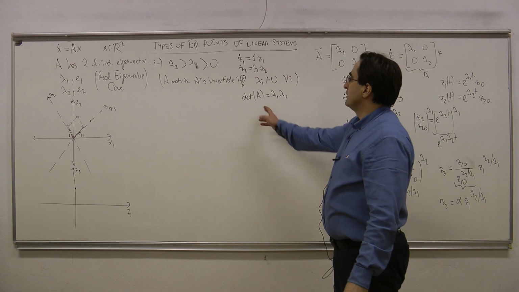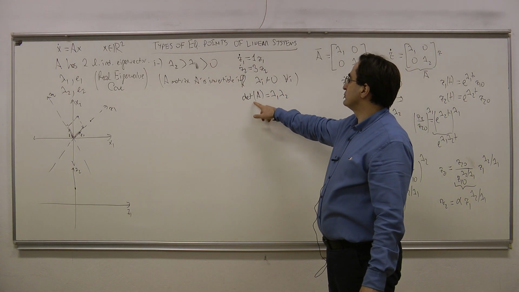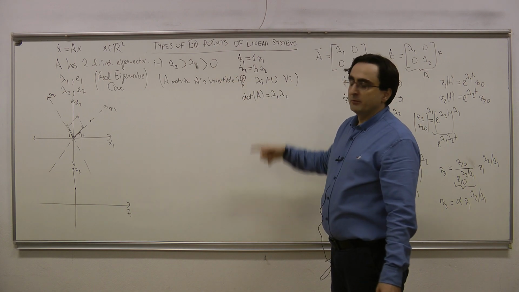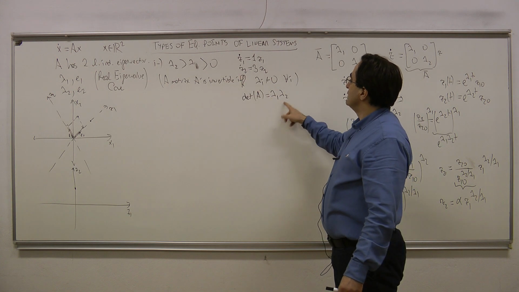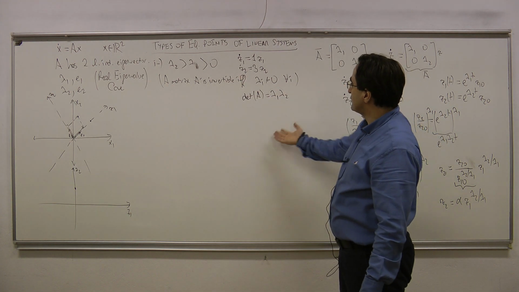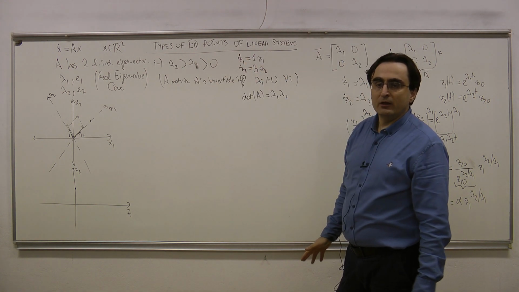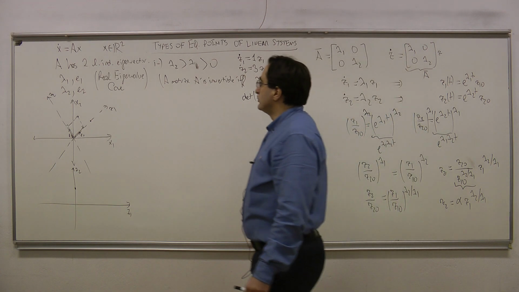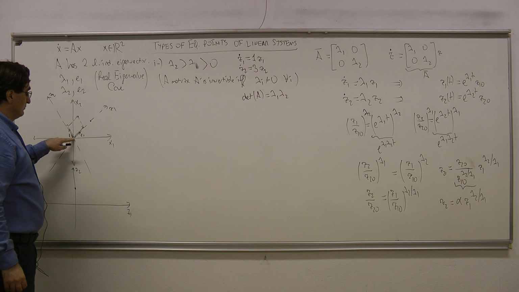Since the invertibility of that A matrix corresponds to the case of determinant A being non-zero, if both of the eigenvalues are non-zero, the determinant is never going to be 0. As a result, for this case, the matrix A is going to be invertible. That means that the only equilibrium point of this original system is going to be at the origin.